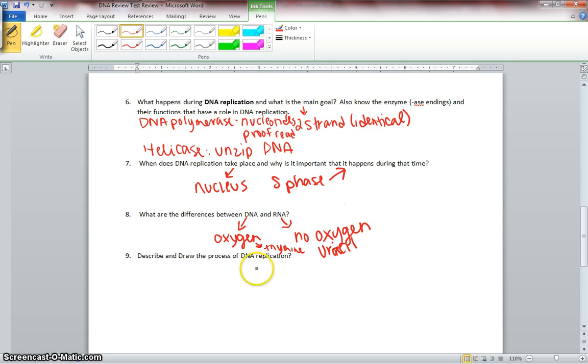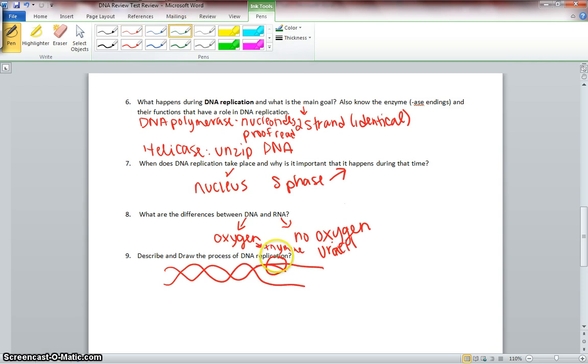Draw a picture of replication. Okay, so for our picture, we're going to have our DNA strand. Make it bigger right here. Okay, so right here we're going to have our helicase. This is our helicase. Maybe I'll change colors to green. Here's our helicase. Helicase unwinds DNA.